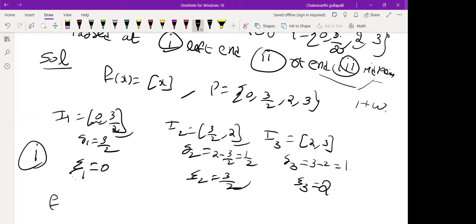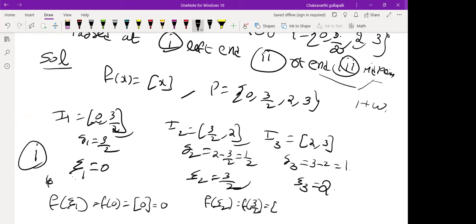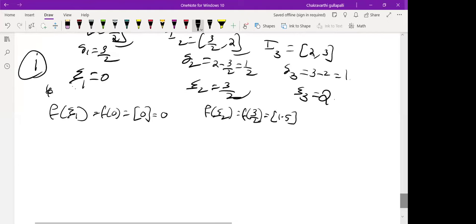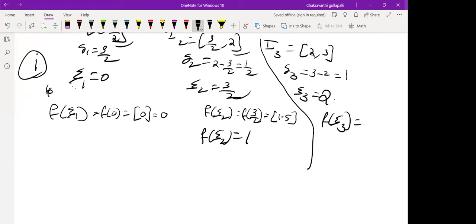Next, what we have to do, f of xi1 we have to find. What is fx? Box x. What is f of xi1? F of 0, box 0. Box of an integer is itself, you know. Next, f of xi2, f of 3 by 2, box 1.5. How is the box defined? Only the integer part, so 1. F of xi3, f of 2, box 2, which is 2 itself.